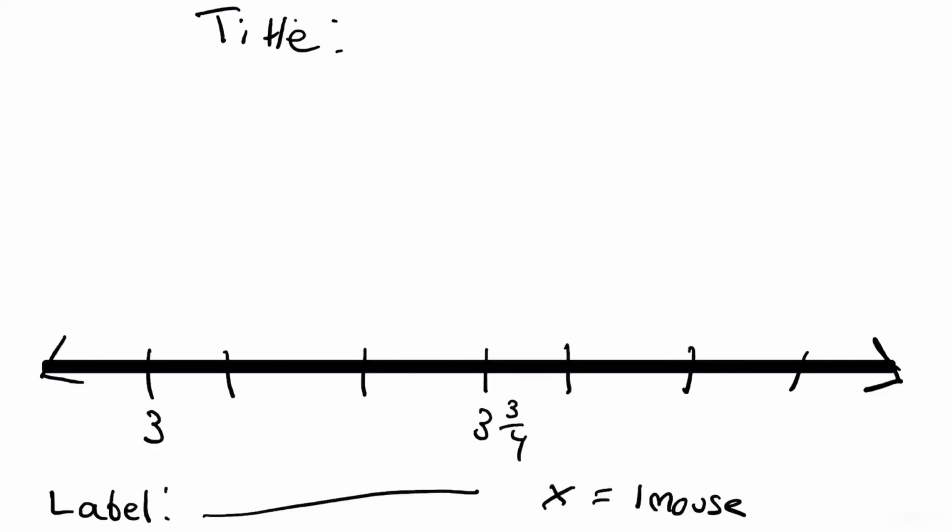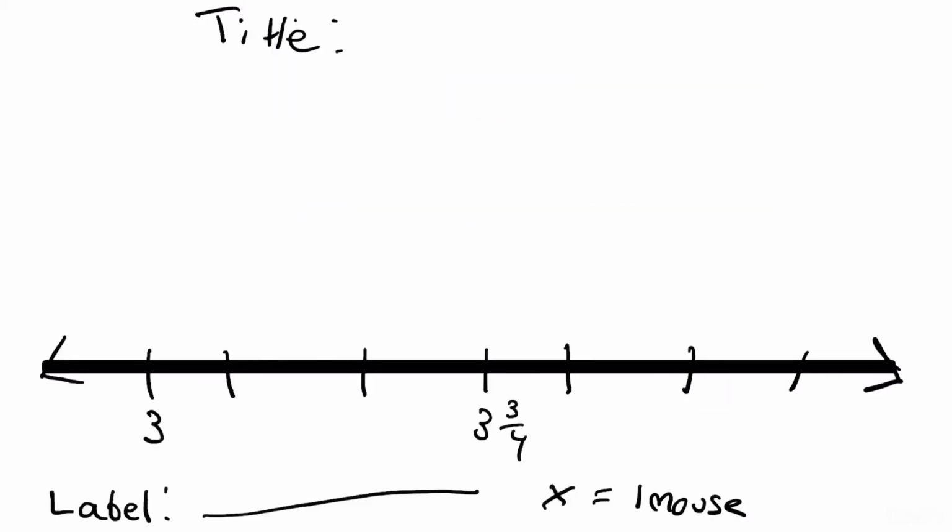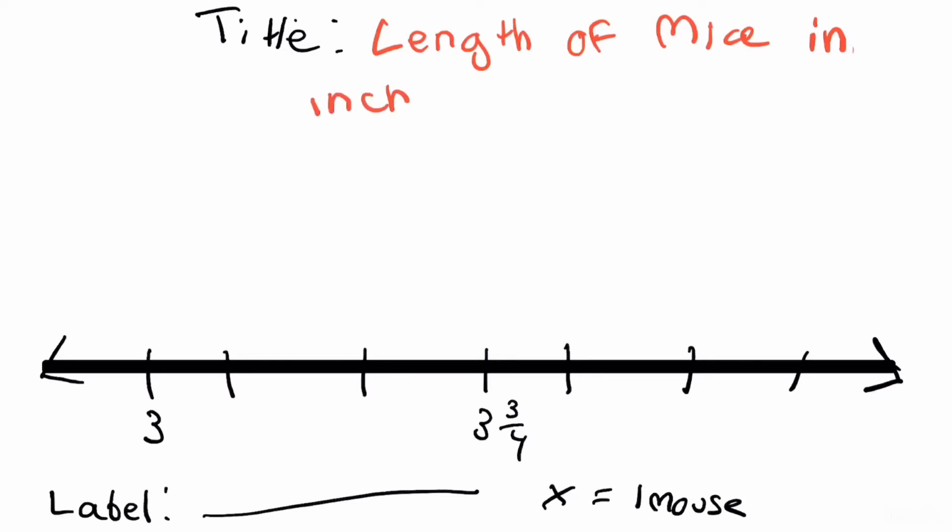So we're going to make our graph. So we're going to put the title of the graph. So the title of the graph would be length of mice in inches. So let us write that in. Length of mice in inches. So that's our title.